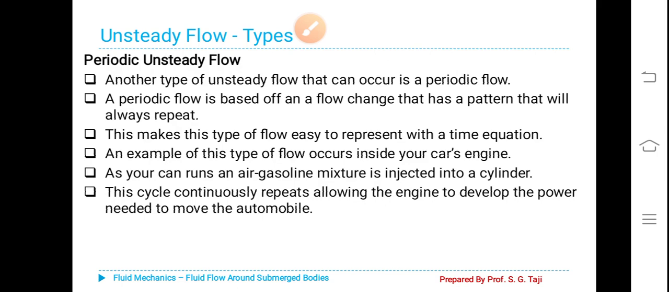As your car runs, an air-gasoline mixture is injected into a cylinder. This cycle continuously repeats, allowing the engine to develop the power needed to move the automobile. This is a very good example of periodic unsteady flow.